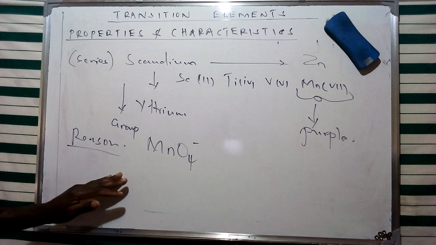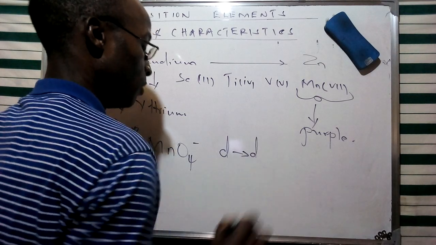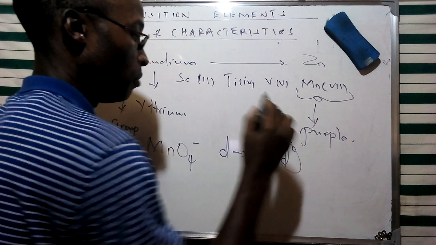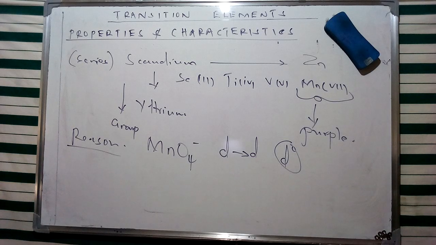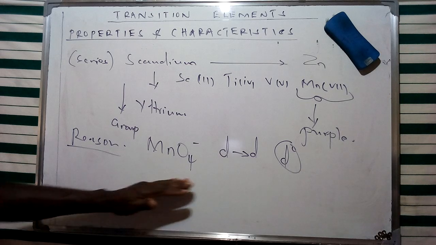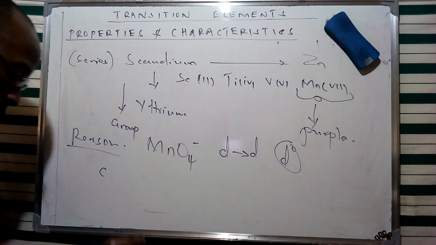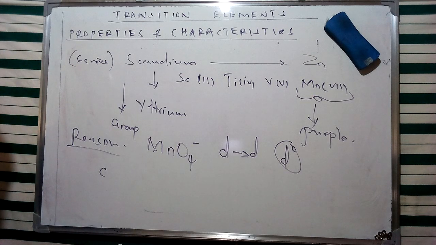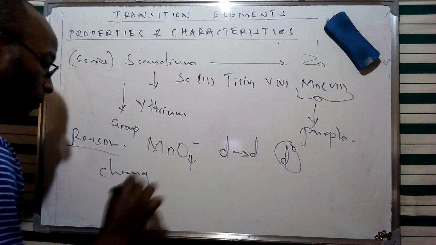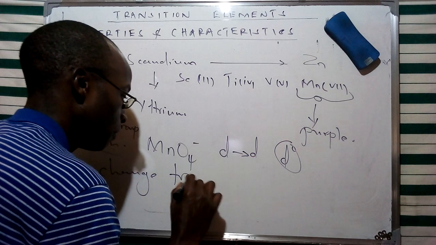So this is going to be a purple ion, yet it does not have the D to D transition. I said that it consists of an empty D shell, and therefore it's not going to experience the D to D transitions which I've given on the board. But the presence of the color is going to be realized due to what we refer to as the charge transfer mechanism.